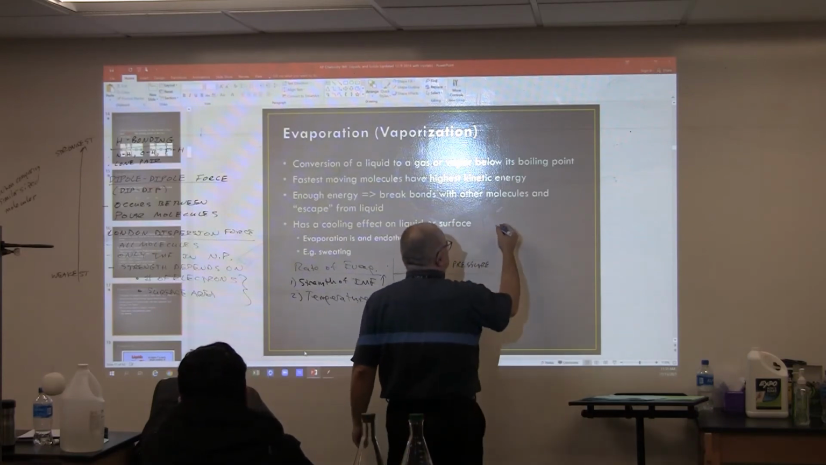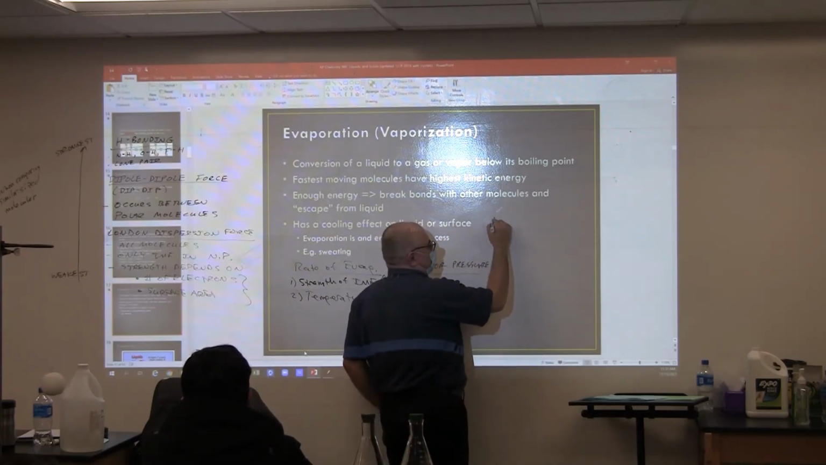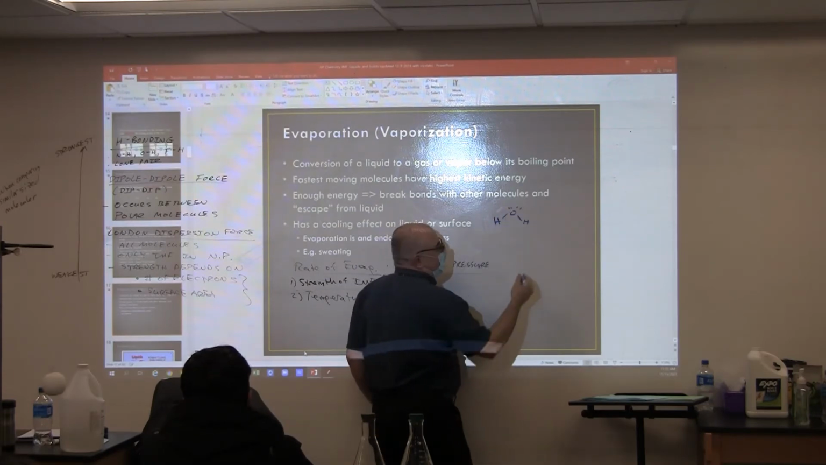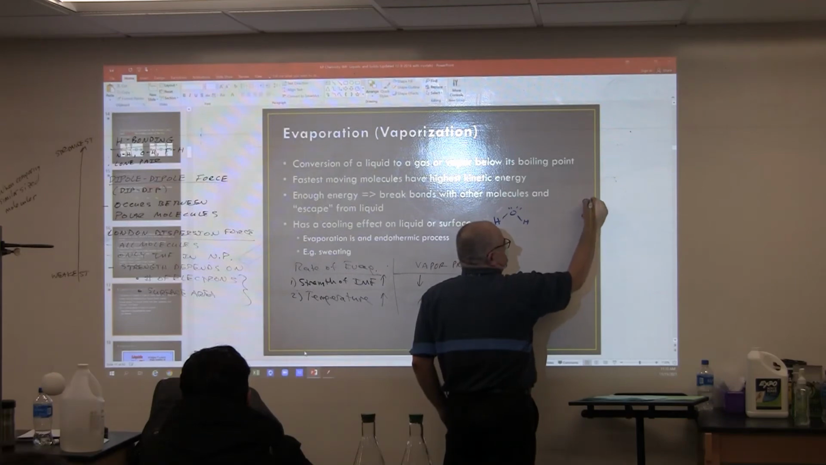Okay, now, here is the molecular structure of water, and I'll draw it out for you, although that one you should know. Acetone looks something like this.